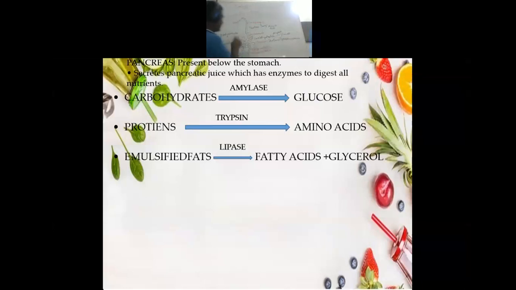So in the stomach, pepsin is converting proteins to amino acids, and in the pancreas, with the help of pancreatic juice, proteins are converted to amino acids with the help of trypsin.